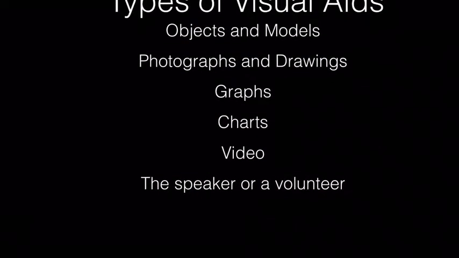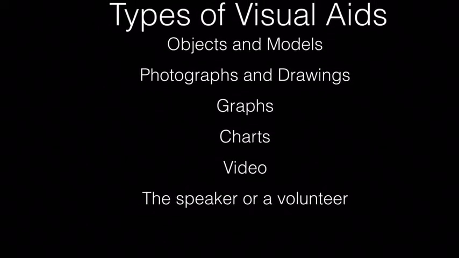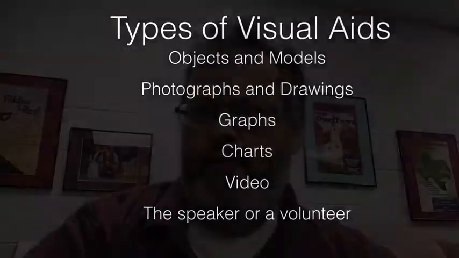In some cases, it's appropriate for the speaker to use their own body or the body of a volunteer as a visual aid. Perhaps you're doing a speech on the Heimlich maneuver. It would be very appropriate to have a volunteer from the classroom stand up and help you demonstrate how the Heimlich maneuver is done. Perhaps you're demonstrating golf swings, and you yourself are a golfer, and you're going to show us with your own body the appropriate swing and follow through, whatever the terminology is, for a good golf swing. Those would be appropriate uses of yourself or a volunteer as a visual aid.